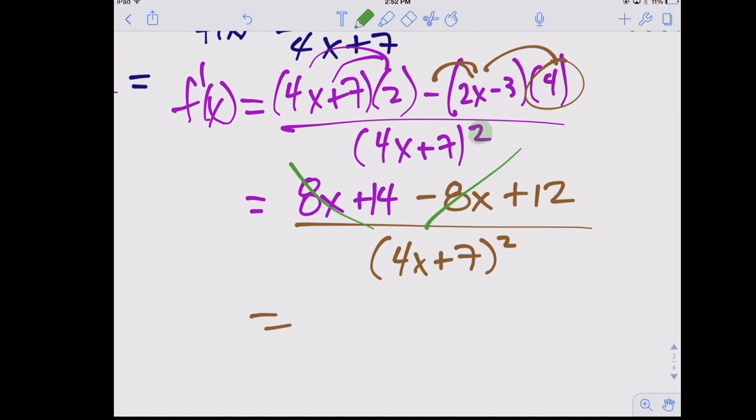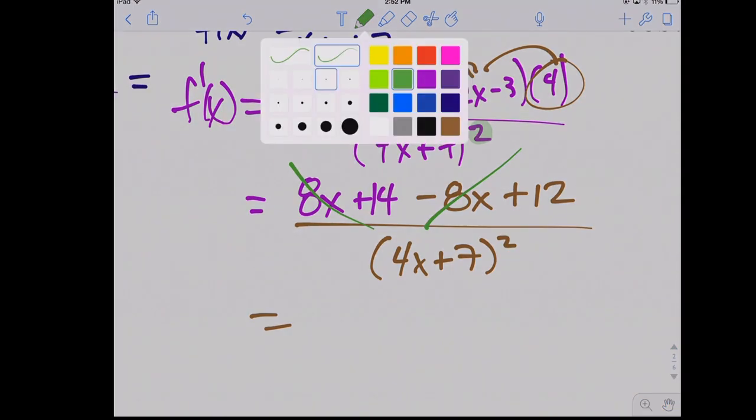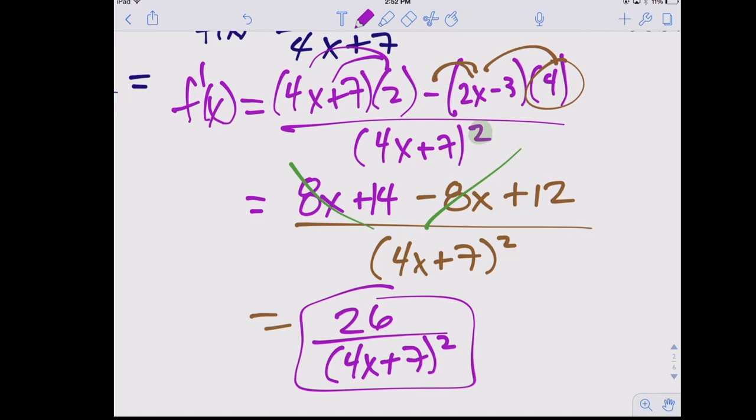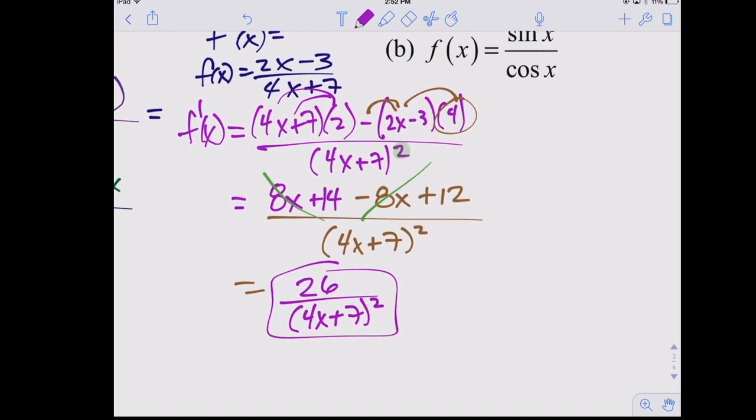They cancel. That's when you cancel to get 0. And you end up with 14 plus 12, which is 26 over 4x plus 7 squared. And that's the answer. Guess what some of the other answer choices would be? 25. No. If you did hi d ho minus ho d hi, that's like having 5 minus 7 versus 7 minus 5. What would the answer be? It would be negative. So you're going to have a negative 26 over that as an answer.